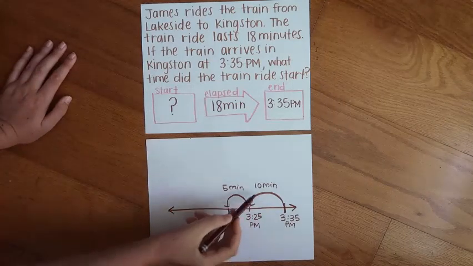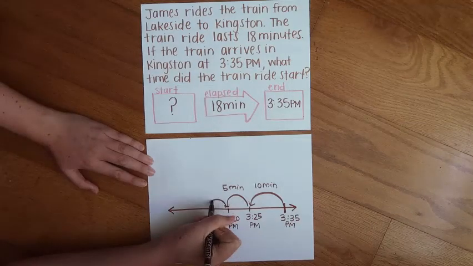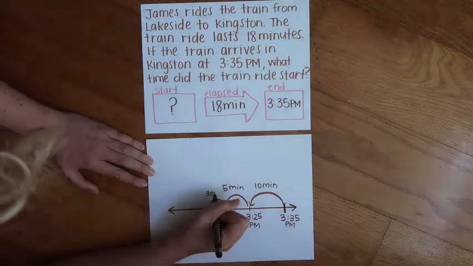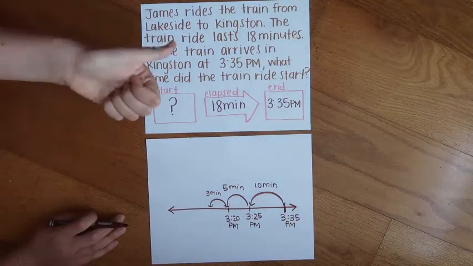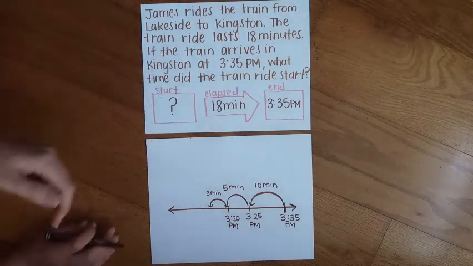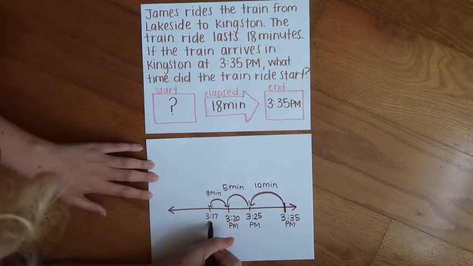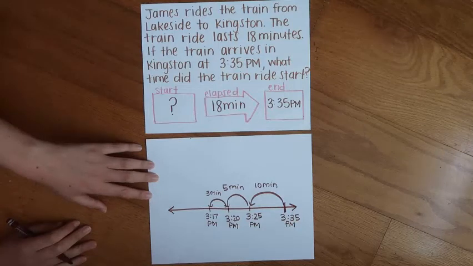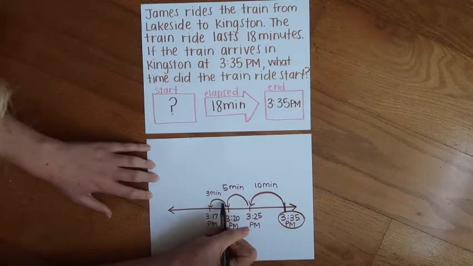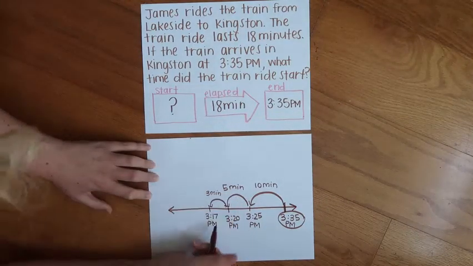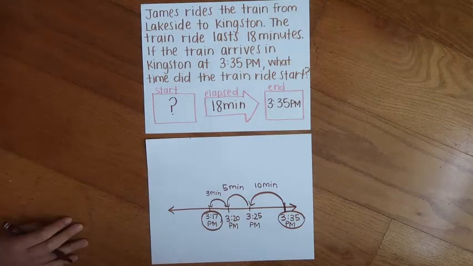Okay, so I've now gone back 15 minutes, but I need to go back 18 minutes. So now I'm going to do a 3-minute hop. 3 minutes. And if I was at 3:20 and I went back 3 minutes, that'd be 3:19, 3:18, 3:17. 3:17 p.m. Okay, so now I have my end time. I've officially gone back the 18 minutes that it told me to. So this is my start time. This is what time the train must have left the station.